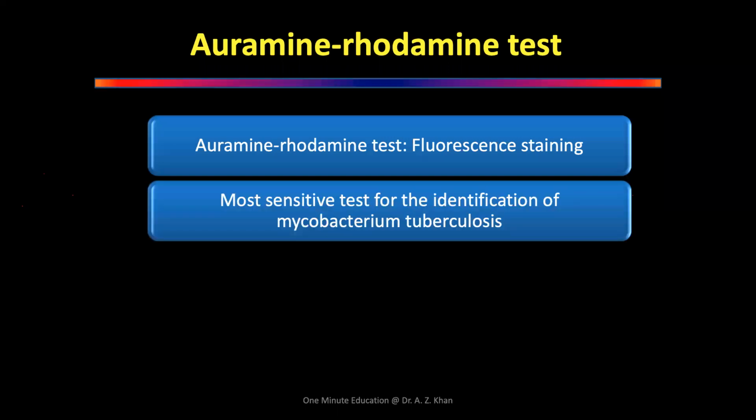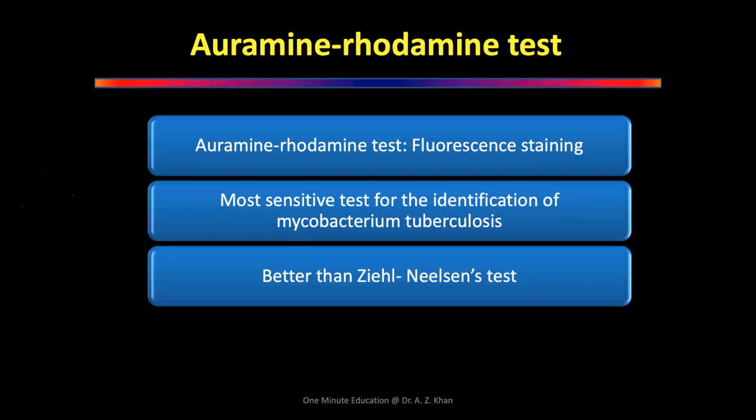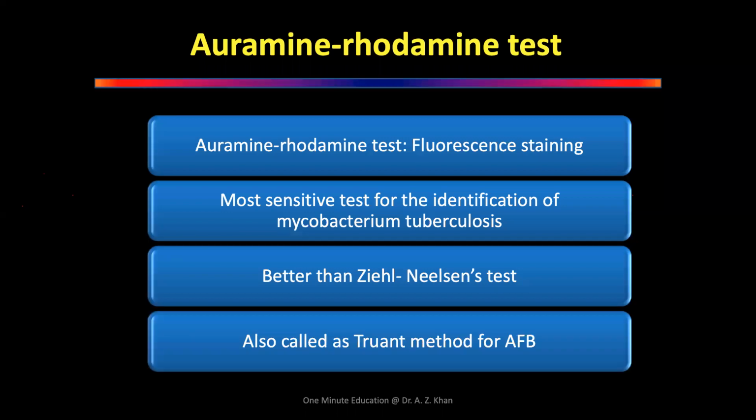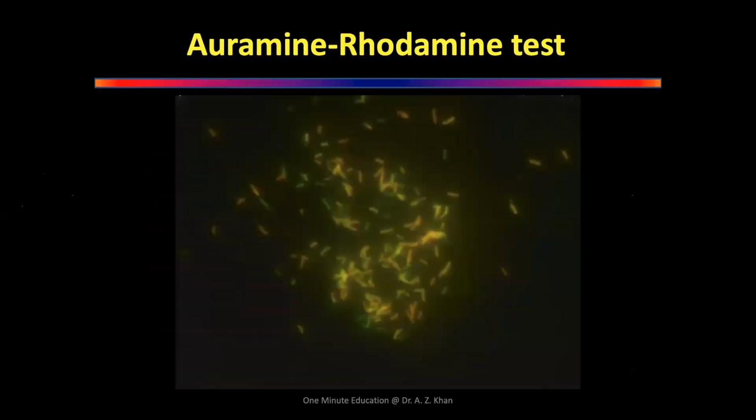It is most sensitive for identification of Mycobacterium tuberculosis. In fact, it's better than Ziehl-Neelsen's test. It's also called Truant's test for AFB. So Auramine-rhodamine is a fluorescent staining, most sensitive for identification of Mycobacterium tuberculosis, better than ZN staining, also called Truant's method for AFB. And this is how it looks like. This is how the AFB looks when it is put under the Auramine-rhodamine staining technique. So this is a staining technique, and you get a fluorescence with AFB. This is a special test used for tuberculosis.